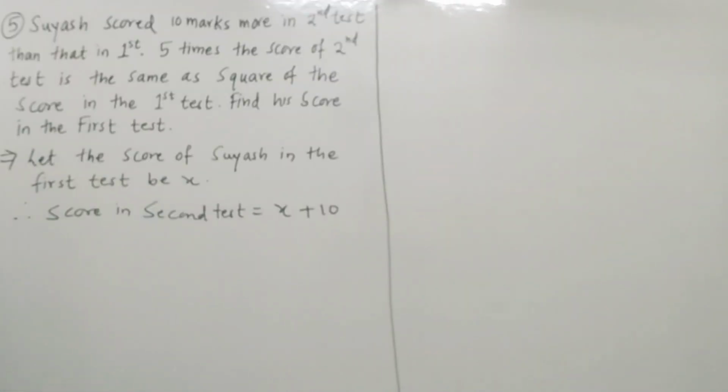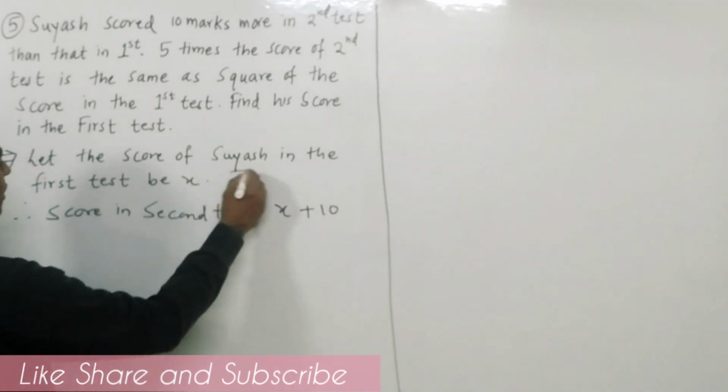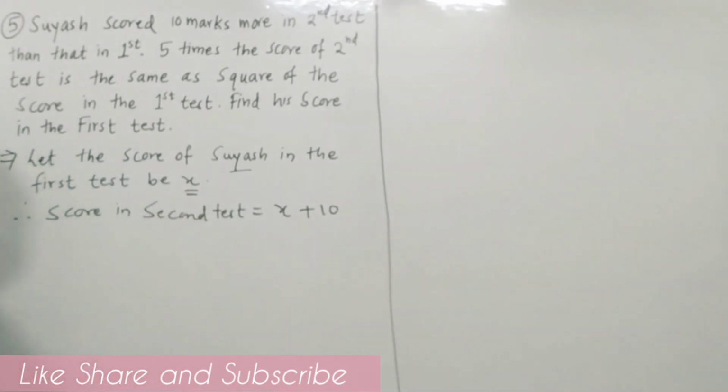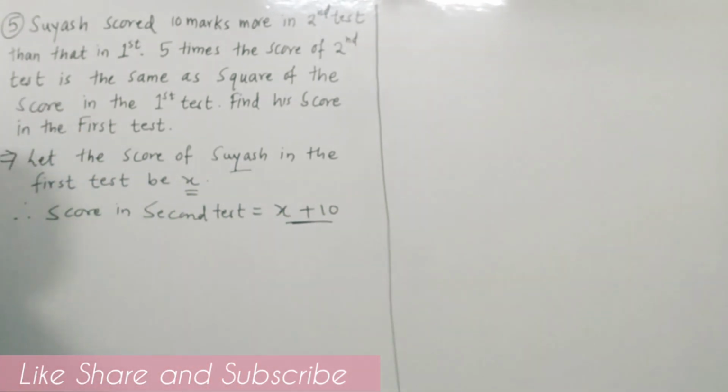Fifth example, Suresh scored 10 marks more in second test than that in the first test. 5 times the score of second test is same as the square of the score in the first test. Find the score in the first test. So let us assume the score. Let the score of Suresh in first test be x. Therefore, the score in the second test is 10 more, that is x plus 10.